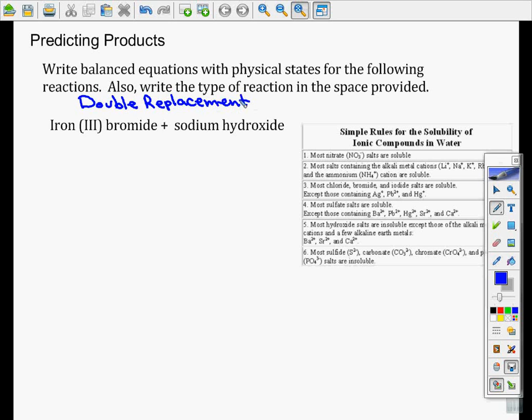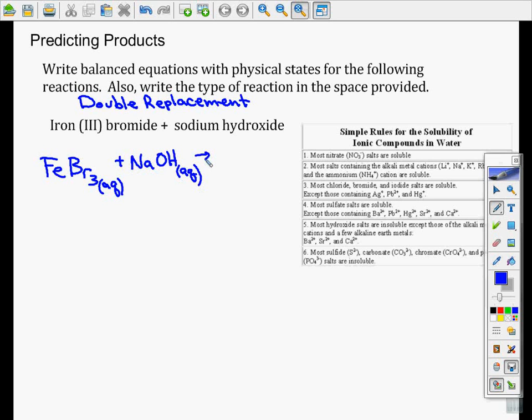All right? So first thing we have to do, write iron 3 bromide. Writing the iron 3 bromide, iron has a +3, bromine has a -1, so we're going to get FeBr3. Now what would we expect this state to be? Well, if you're actually going to mix these together, this needs to be an aqueous state. And to that, we are going to add sodium hydroxide. Sodium, +1 charge, hydroxide, -1 charge. Once again, if you're going to mix them together, it has to be in an aqueous state.